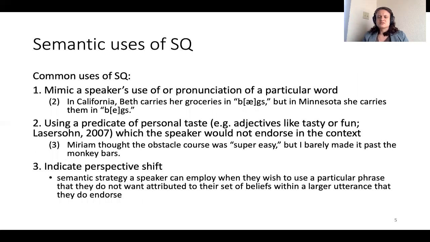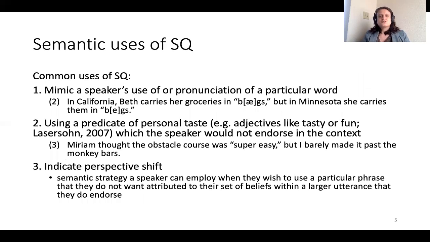Now for the semantic uses of subclausal quotation, there are three very common uses. The first is to mimic a speaker's use of or pronunciation of a particular word. So for example, in California, Beth carries her groceries in bags, but in Minnesota, she carries them in bags.